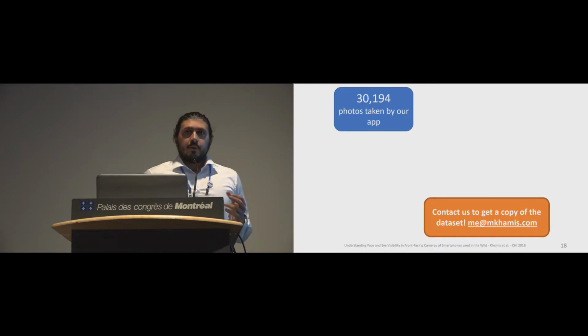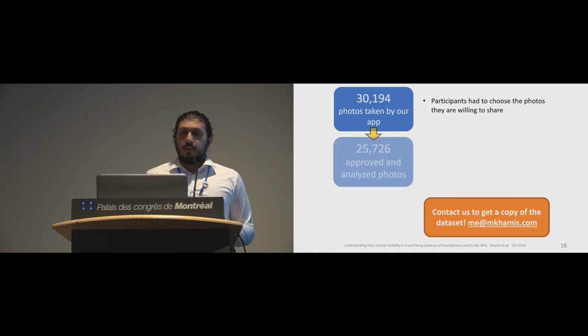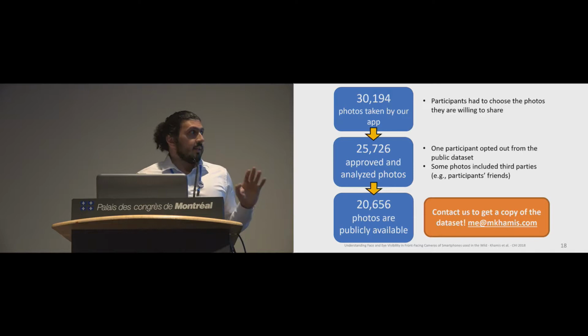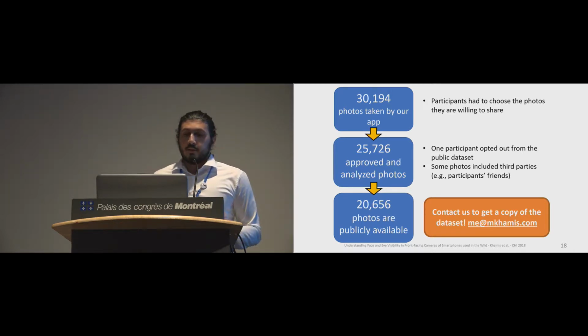So in total, the app collected 30,000 photos, but participants had to choose which ones to share, so we ended up with about 25,000 photos which were seen and analyzed by us. And out of those, as I said earlier, one participant opted out, so his data is not in the data set. And also, we had some photos that included people other than the participants. So, for example, a friend of the participant, or strangers who appeared in the camera. We don't have approval from those, so we had to exclude those photos too. So at the end, the ones that we are able to share are the 20,000 ones.